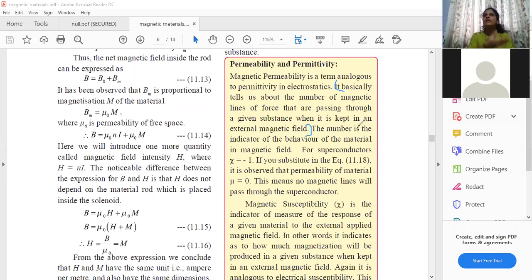The material that we keep inside the solenoid acquires magnetic characteristics. So the magnetic lines of that material will indicate the magnetic field of that particular material. So it tells us about the number of magnetic lines of force that are passing through a substance kept in an external magnetic field. That parameter is nothing but magnetic permeability, denoted by mu. Let us move ahead.